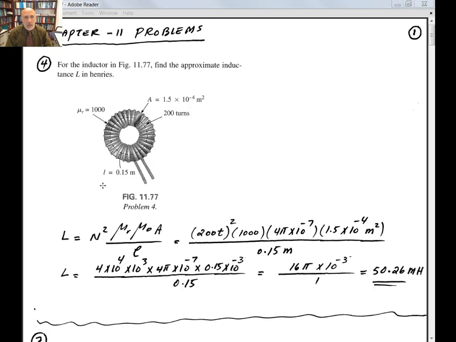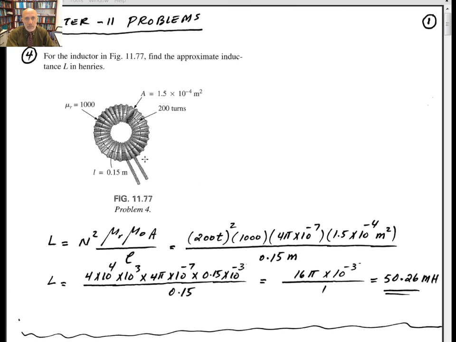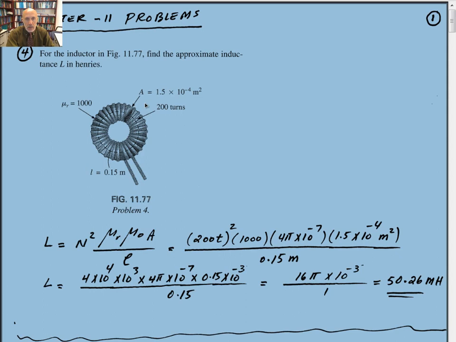I'd like to look at some of the problems in Chapter 11. The first one is problem number 4. It says for inductors shown here, find the approximate inductance L in henries. You got 200 turns. The cross-sectional area is 1.5 times 10 to the minus 4 square meter. The relative permeability is 1,000, and the average length is 0.15 meters.